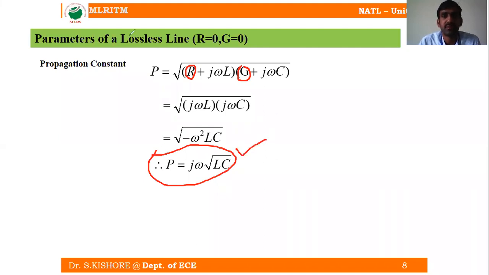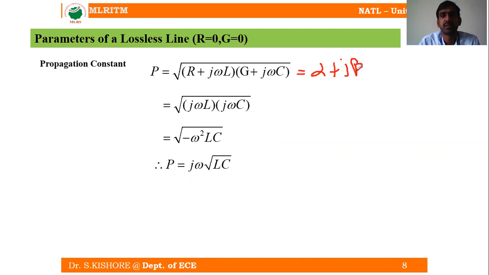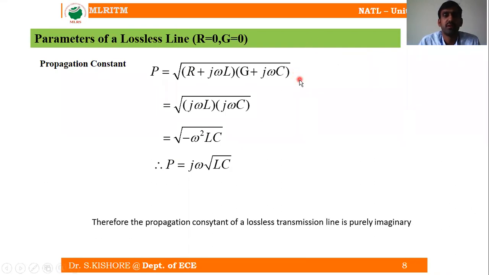Now let us look into the other parameter. We know that this gamma is equal to alpha plus j beta. Remember this alpha plus j beta, we will come back to this one. Obviously from this we can say that the propagation constant of a lossless transmission line is a purely imaginary value, because it is j omega root over LC.